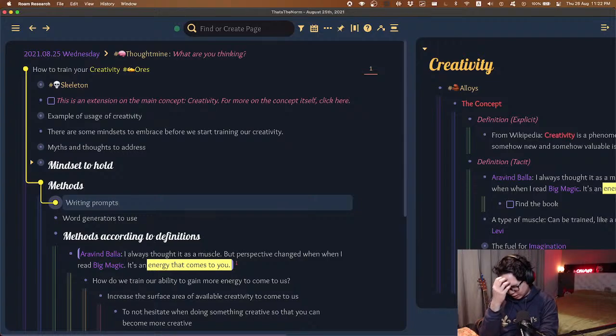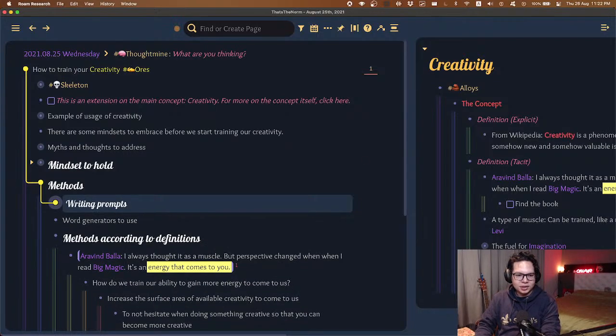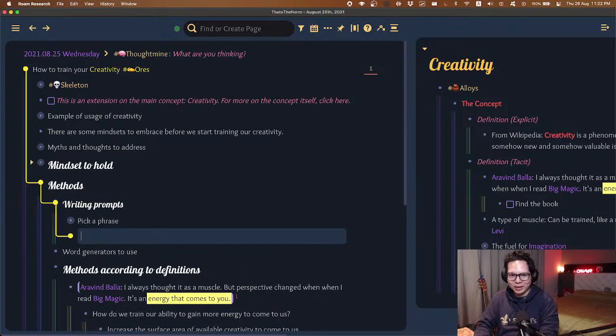Writing prompts. I forgot that this is actually one of the things that I wrote. That's why we have Roam, right? Because we forget a lot of things. You tell that to a memory coach, lol. Anyway, so writing prompts. I wrote writing prompts because most of the time, creativity requires a trigger before it can be initiated.